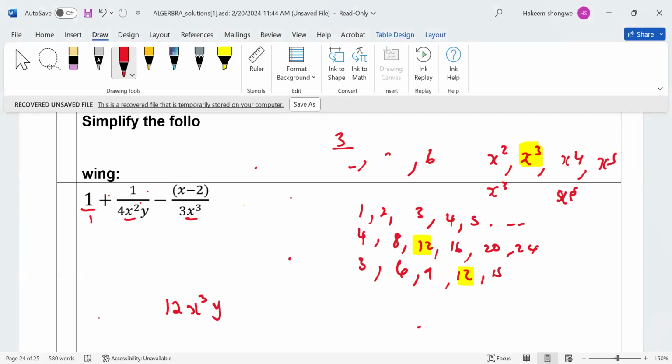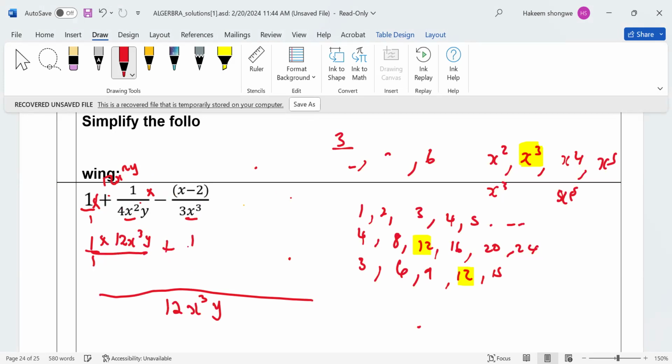Now that you have your LCD, or your lowest common denominator, each and every time you multiply by the lowest common denominator. So you come here and say, this multiplied by 12x cubed y. You come to this one, oh, that's cubed. Okay, let me put it here. So you have 1 again, multiplied by 12x cubed y. This is all over 1 again. Yeah, you do it like this.